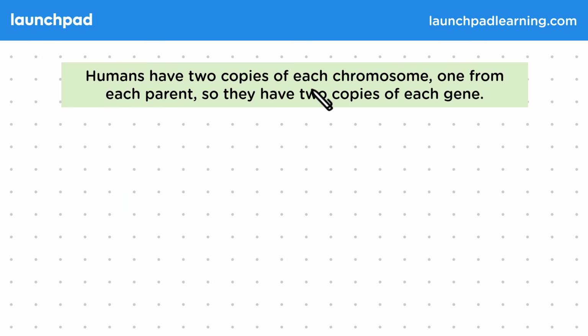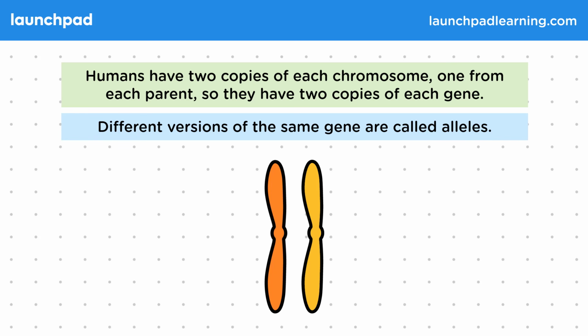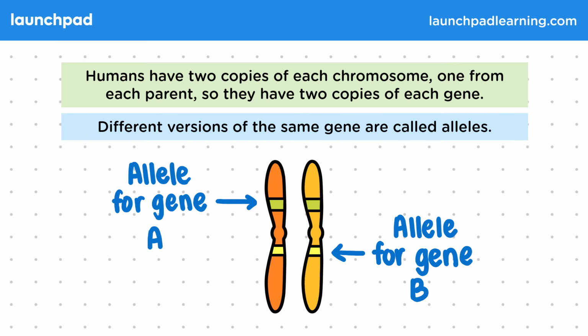Humans have 2 copies of each chromosome, one from each parent, so they have 2 copies of each gene. Different versions of the same gene are called alleles. This diagram shows paired chromosomes. Remember that we inherit one from each parent. These yellow bands indicate alleles, so this top one will be the allele for gene A, and the bottom band indicates the allele for gene B.